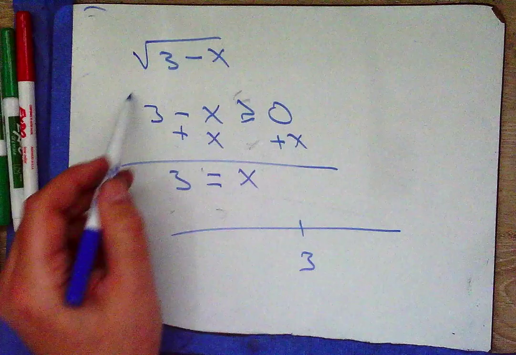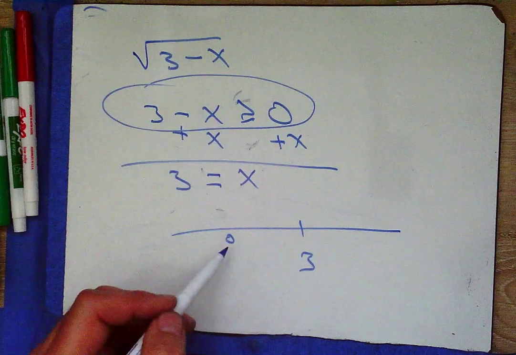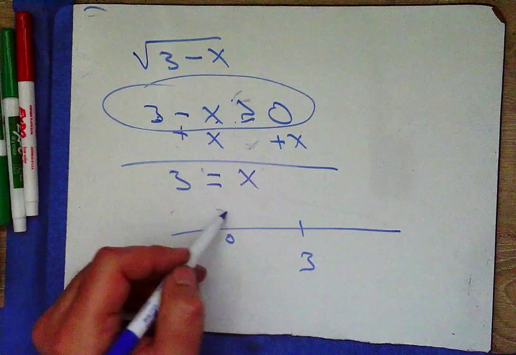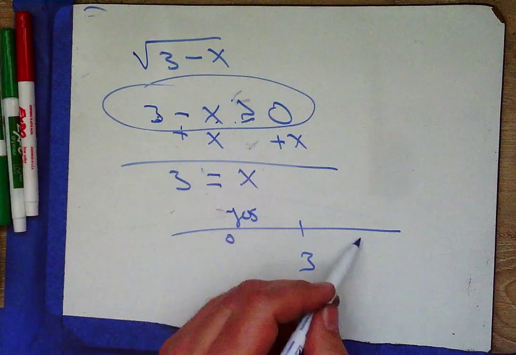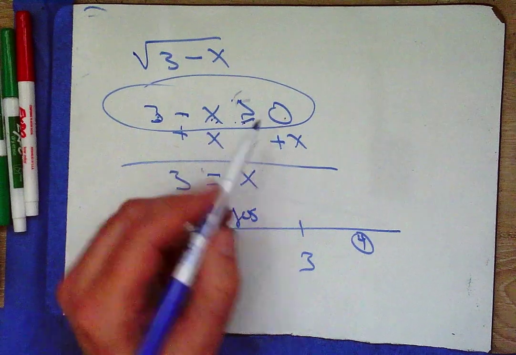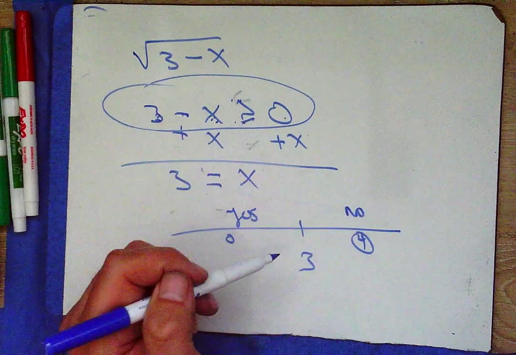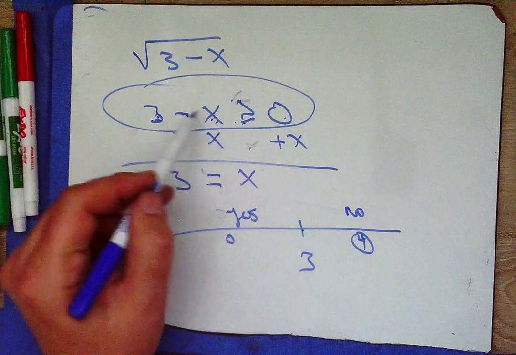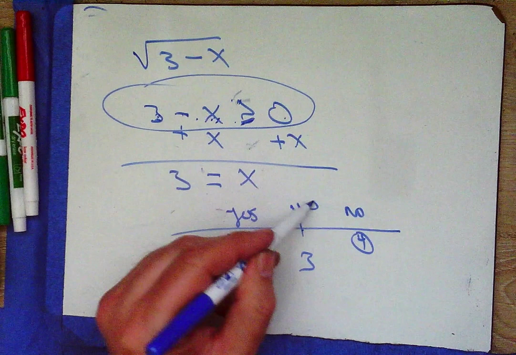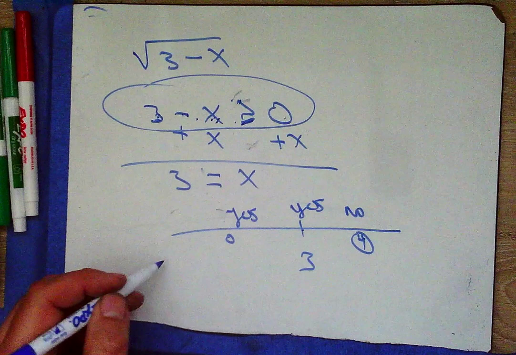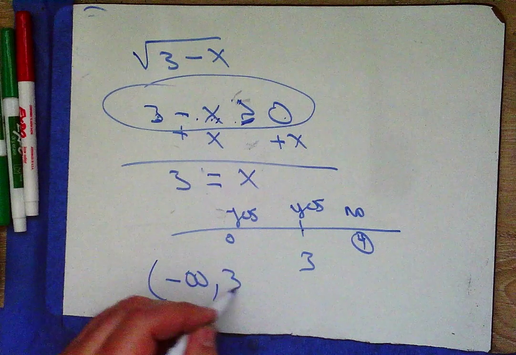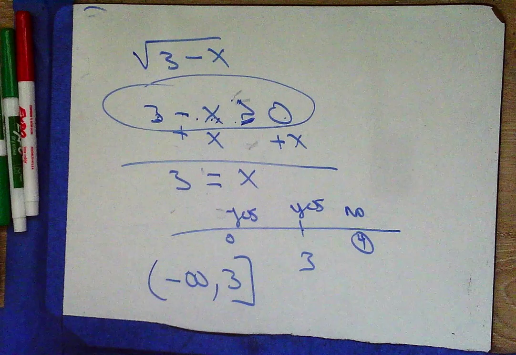Okay, so here's my original inequality. I'm going to plug in a 0. 3 minus 0 is 3. Is 3 greater than or equal to 0? Yes. What about plugging in a 4? 3 minus 4 is negative 1. Is negative 1 greater than or equal to 0? No. And what about a 3? 3 minus 3 is 0. Is 0 greater than or equal to 0? Yes. So, my domain, or what makes the radicand non-negative, is negative infinity to 3 with a bracket.